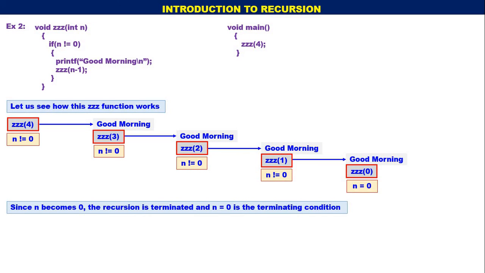So we have considered 2 examples. One example where recursion does not end at all. It goes into an infinite loop, goes on infinitely. Example number 2, there is a terminating condition, and the recursion terminates. So 2 examples we have taken here.